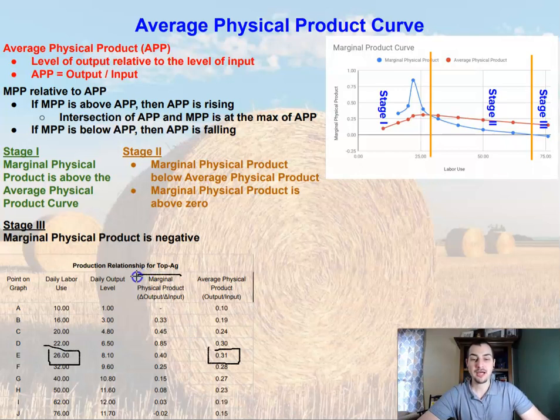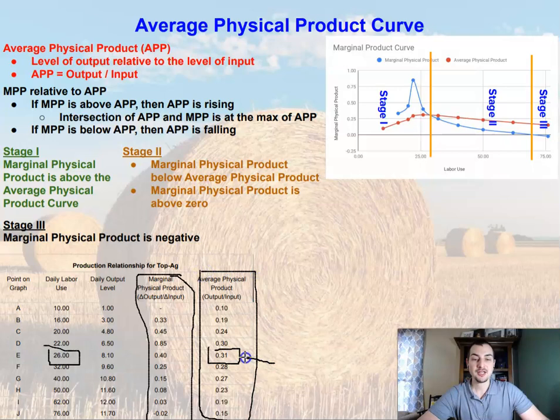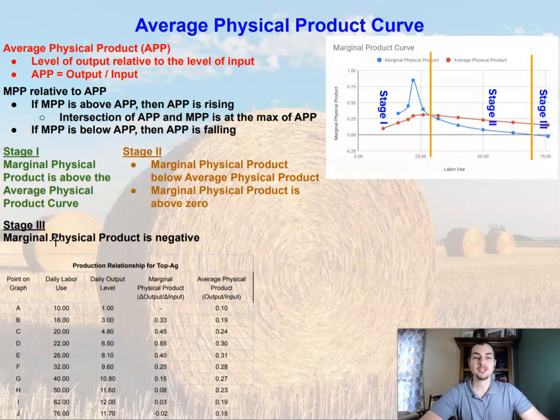Per additional hour deals with the marginal physical product. Per hour, the per total hour, is average physical product. So we're actually going to get the most done at this level on a per hour basis. So let's go ahead and talk about stage 1, stage 2, and stage 3.